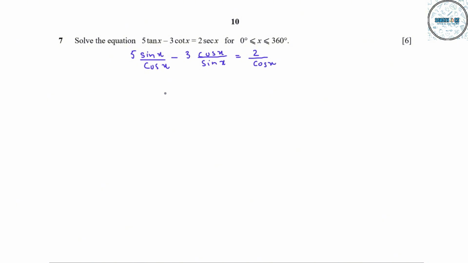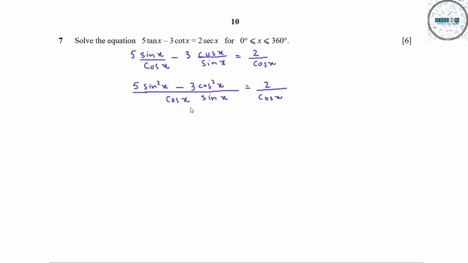We have to write this equation in terms of sin and cos. So now we will take LCM. We'll make the denominator same, cos x sin x. 5 sin x is to be multiplied by sin x, so it will become 5 sin square x. 3 cos x will be multiplied by cos x, so it will be 3 cos square x, is equal to 2 upon cos x.